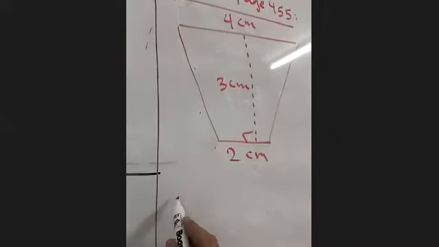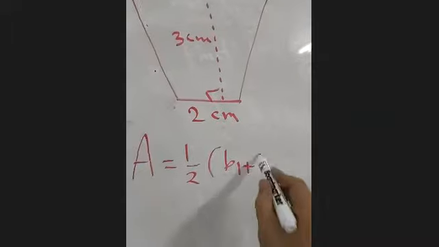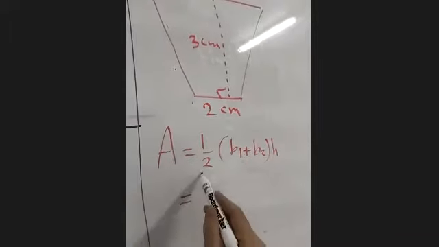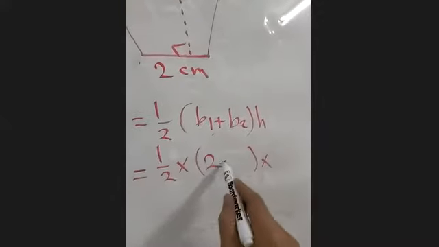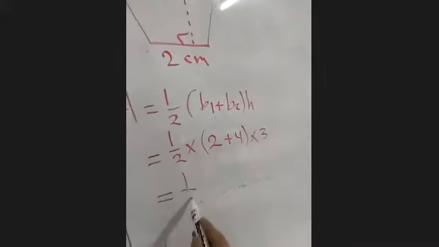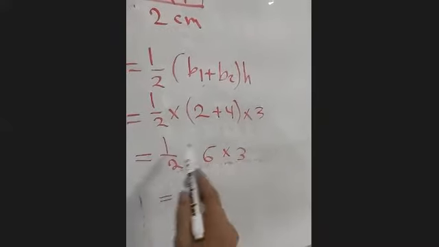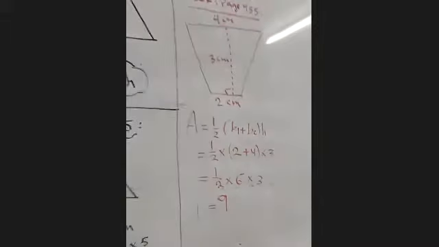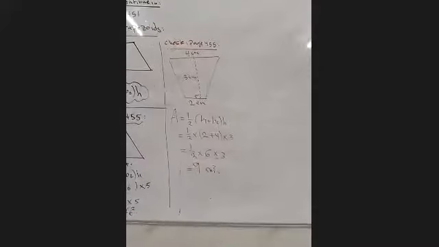First, we will write the formula: A equals half multiplied by bracket base 1 plus base 2, multiplied by the height. Equals half multiplied by open bracket 2 plus 4, multiplied by 3. Equals half multiplied by 6, multiplied by 3. Half of 6 is 3, 3 multiplied by 3 is 9. 9 centimeters squared. This is the check, guys, page 455. Please copy it in your book. Copy the check.